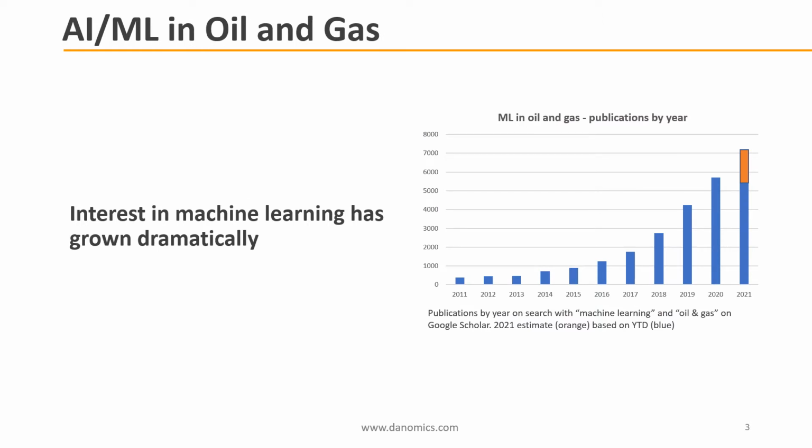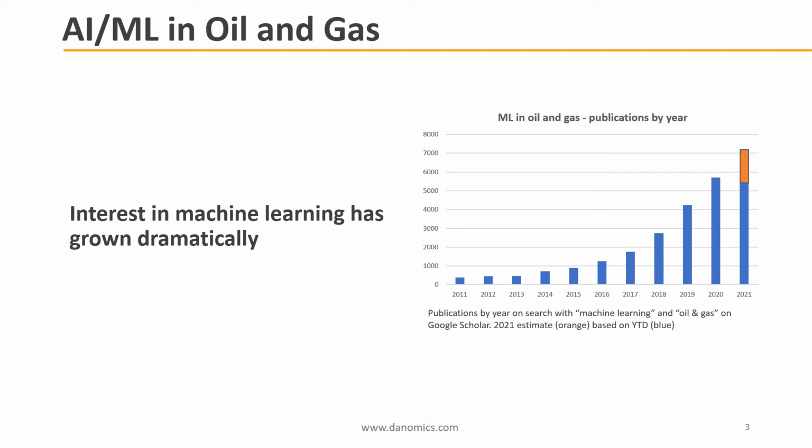So when you look at interest in AI and machine learning in oil and gas, there's a lot of different ways that you can measure this. You could look at the size of data science teams that companies are building, or you could look at the amount of capital that's being allocated toward it. Unfortunately, those are difficult numbers to come by. Another way that you could look at that is by looking at the number of publications, and this includes both peer-reviewed publications and conference publications through time.